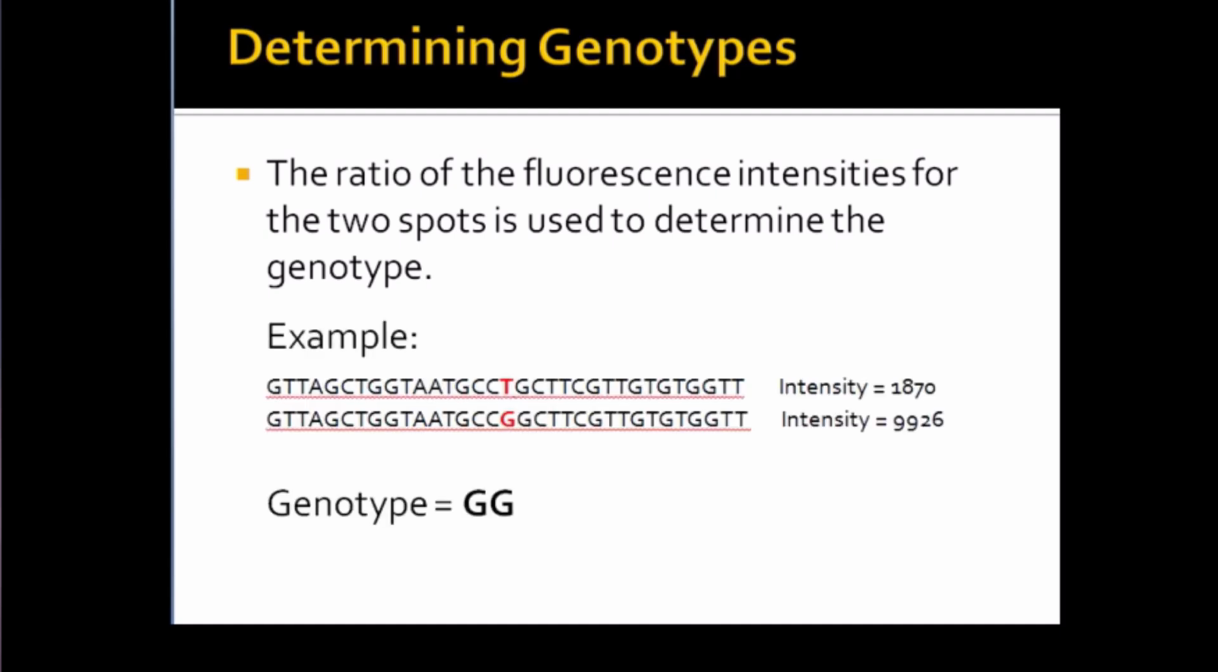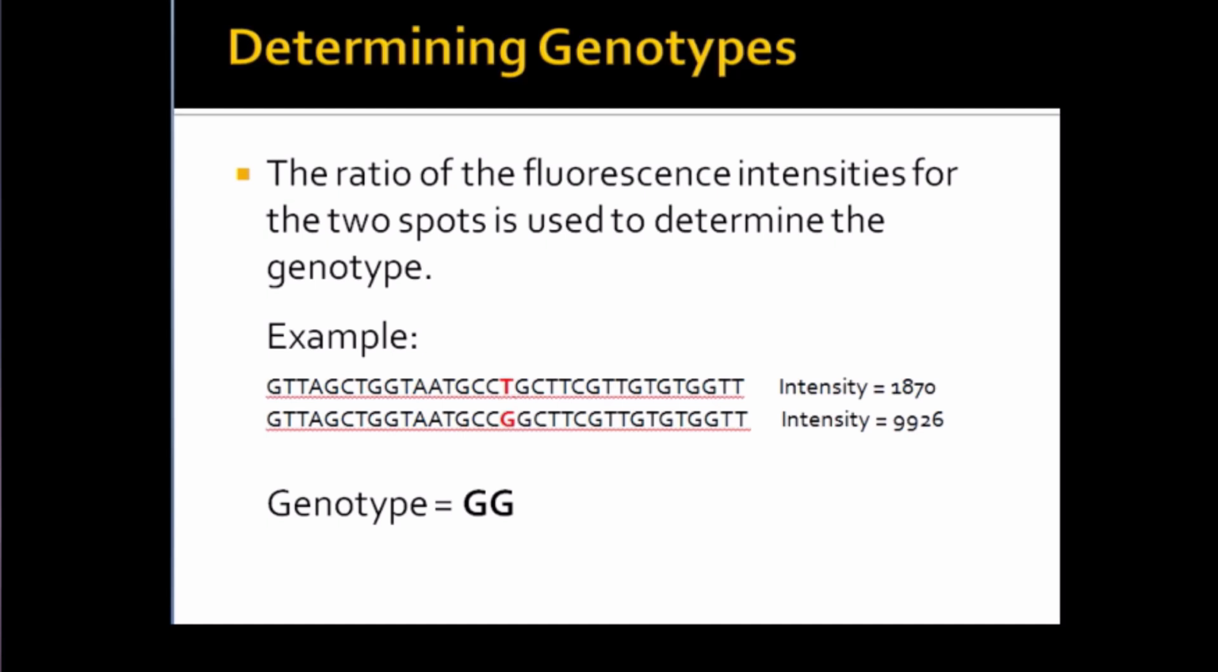Here's an example. We have two probe sequences that are identical except at that SNP position shown in red. The fluorescence intensities are shown on the right, and you can see that the amount of fluorescence binding to the second probe with G at the SNP position is much higher than the fluorescence intensity for the first probe. This indicates that the DNA sample has a better sequence match to the second probe, and therefore it must have the G nucleotide at that SNP position. So the genotype for this DNA sample would be called as homozygous for the G allele, or GG.